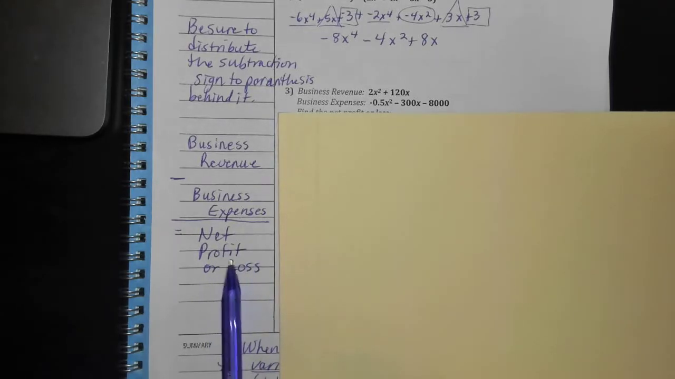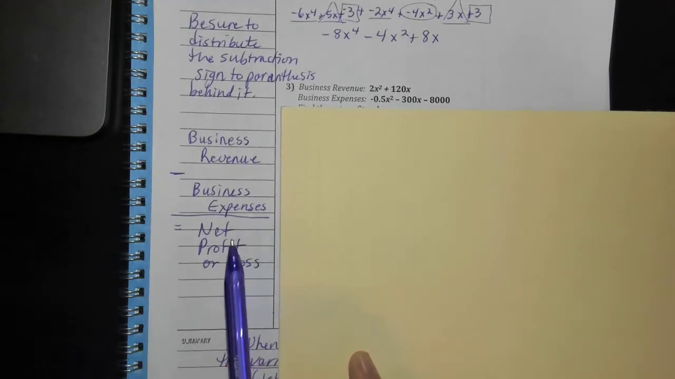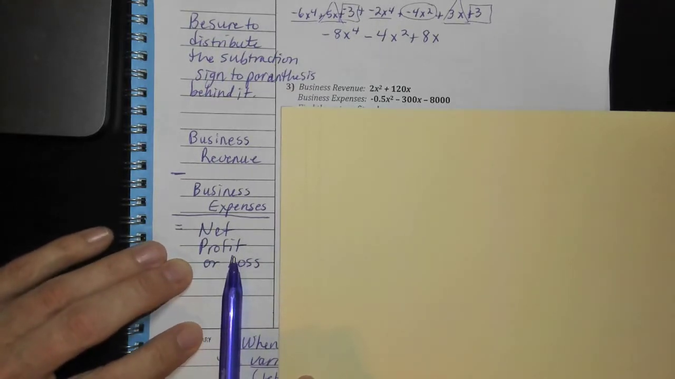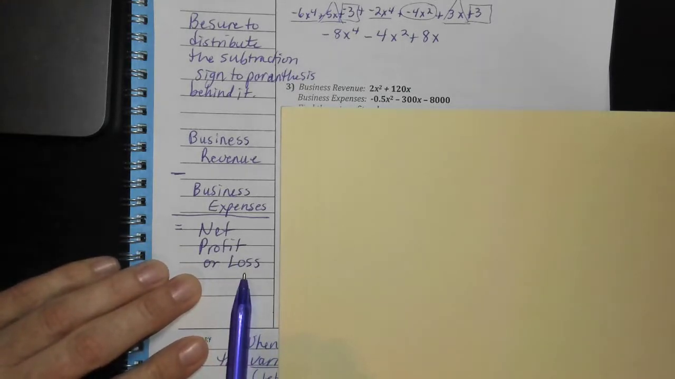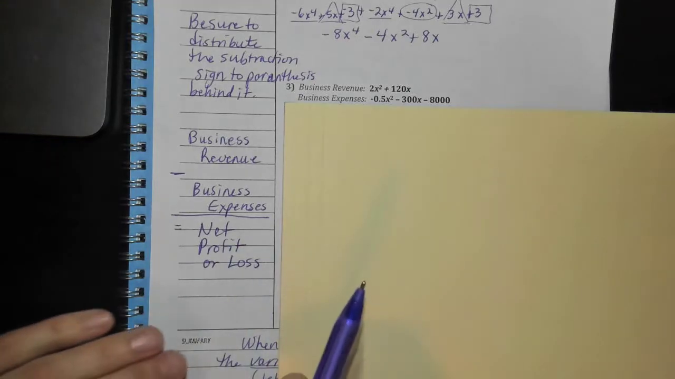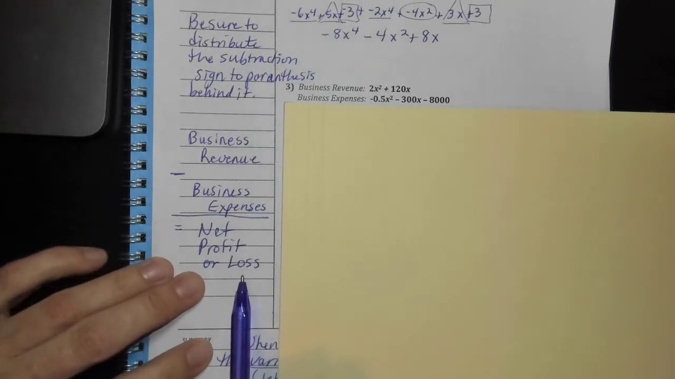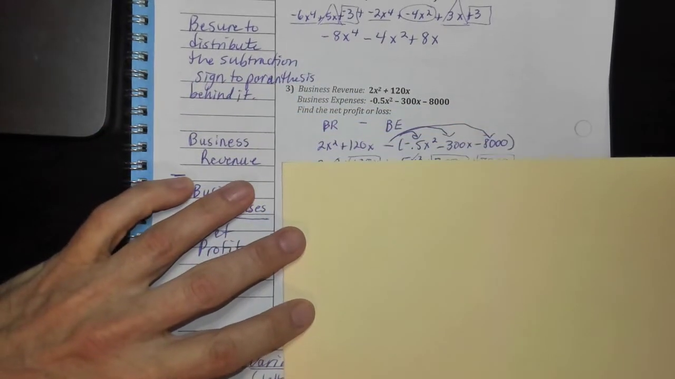A net profit would be the money that you make after you have taken your expenses out, and a loss would be that your expenses cost you more than the money that you brought in. So we'll set it up.